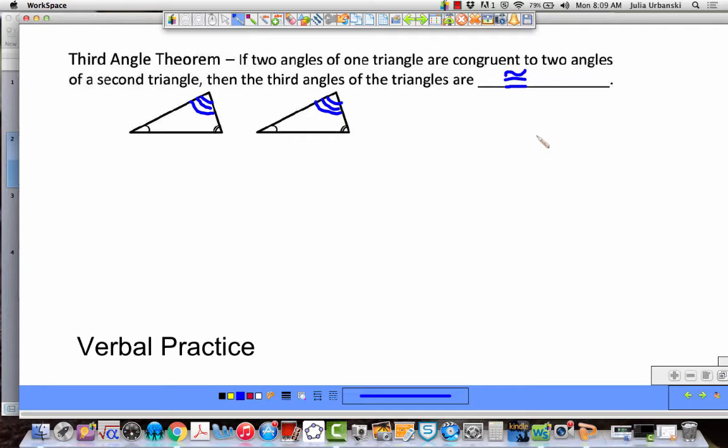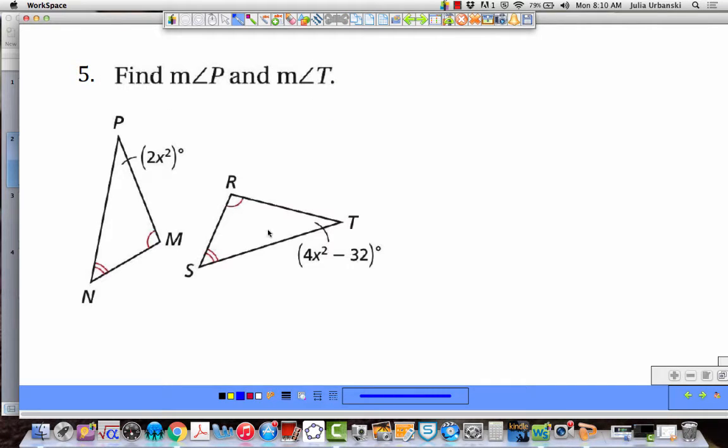So let's use that on the bottom. Notice that N matches S, M matches R. The letters are different, but we know that angle P has to be congruent to angle T, because when 2 angles in a triangle are congruent, then the third pairs of angles are congruent as well. So we know that this one is going to equal this one. So let's go ahead and set that up and solve it.